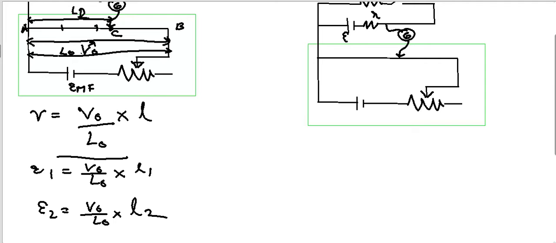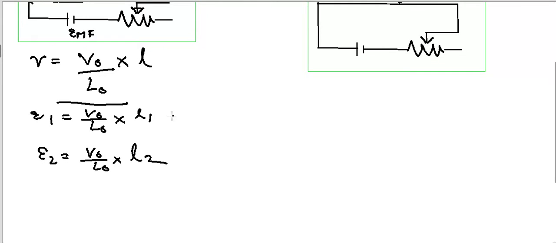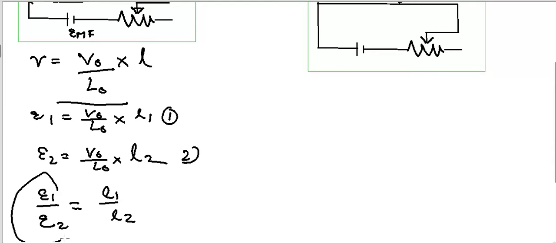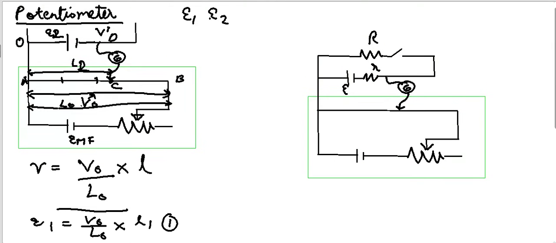If I call this equation 1 and this equation 2, and I just divide E1 by E2, that will be equal to L1 by L2. So just by knowing the different values of L, I can compare the EMF of two batteries, which has a higher EMF, or how many times E1 is greater than E2 or less than E2, and so forth. Another application is the measurement of internal resistance of batteries.